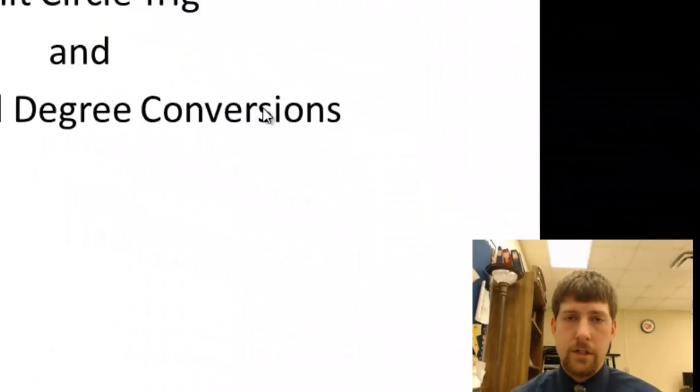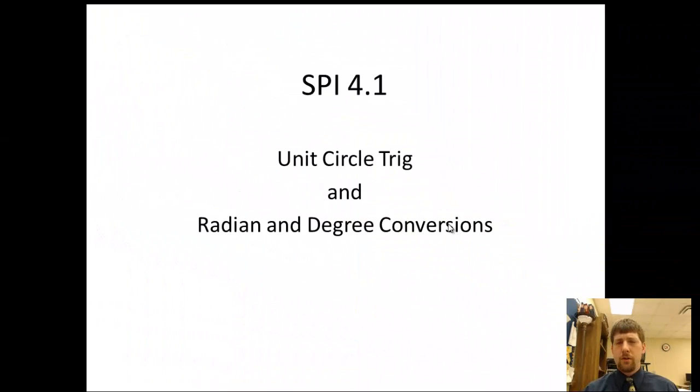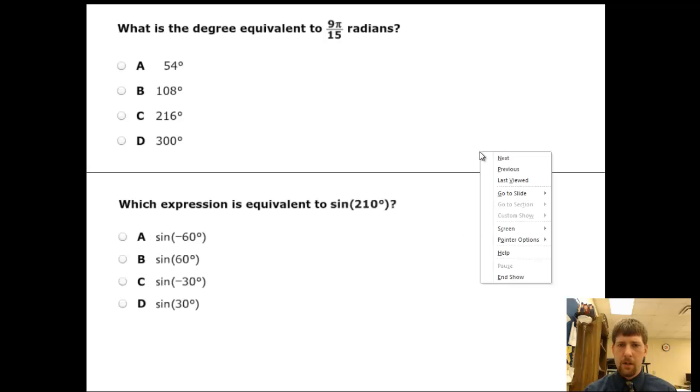That's unit circle trig and radian and degree conversions. Unit circle trig is the same trigonometry that you've been doing, sine, cosine, tangent. It's just going to put it in angles that are not inside right triangles, sine of 135 degrees, tangent of 225 degrees, things of that nature. Radian and degree conversions, you know what degrees are. It's how we measure angles. Radian is just a different way to measure angles. And that's actually where we're going to start with our first example.